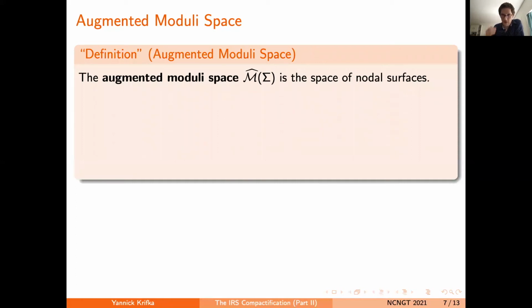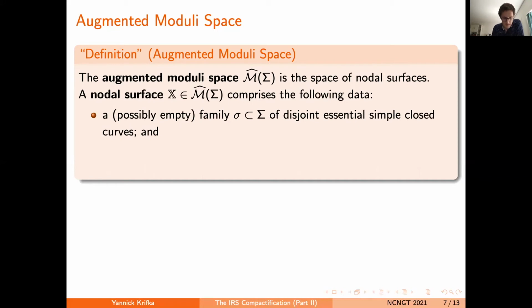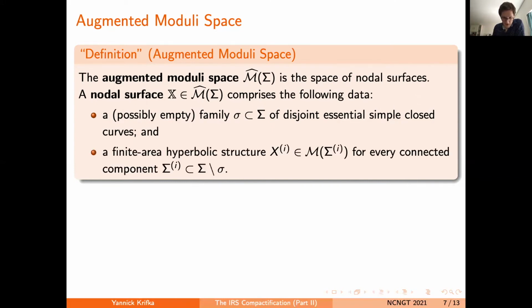And now, as I tried to explain before in the picture, a nodal surface comes with a bunch of data. One, it comes with a possibly empty family of disjoint essential simple closed curves in our surface. These are those that you can think of as collapsed down to nodes. And on the complementary parts, on the connected components in the complement, we have a finite area hyperbolic structure, which means that we can associate points in the moduli space of its parts. And in fact, we will call these X_i then also the parts of this nodal surface.